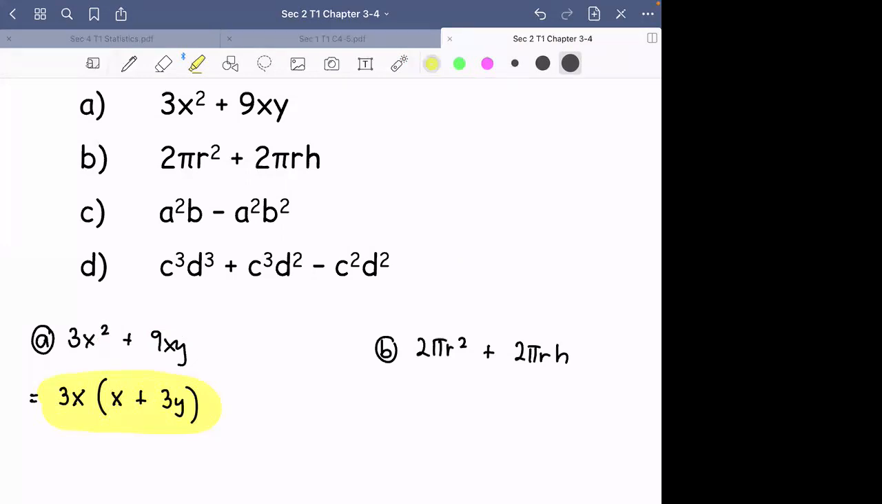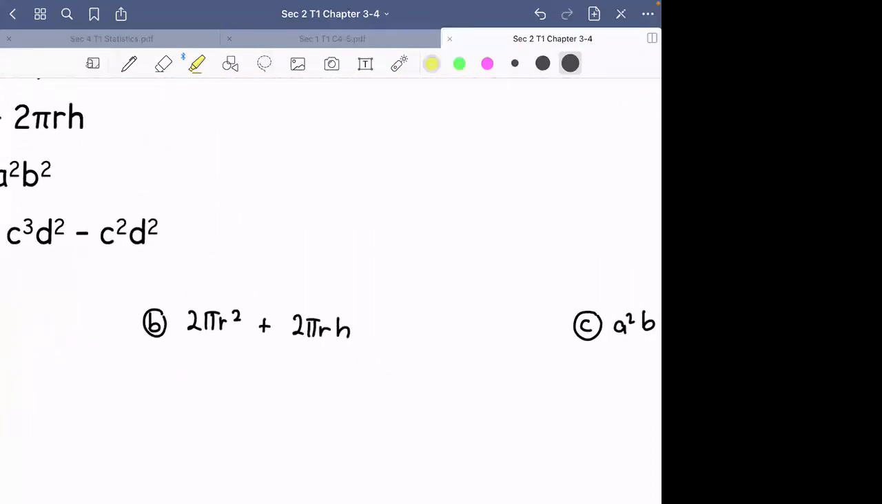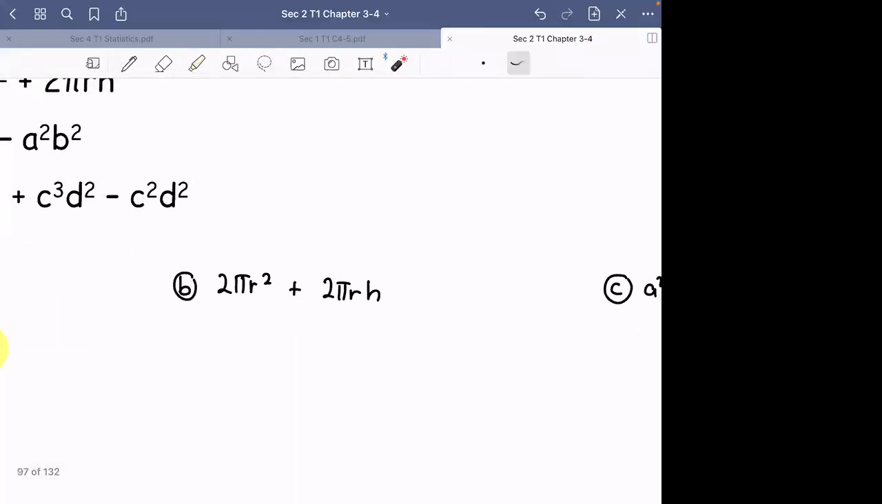Class, again, we are just revising some topics or skills that we need before we go to factorization by grouping. Let's have letter B. For letter B, I have 2 pi r squared plus 2 pi rh. Now, can someone tell me what formula this is for? Finding what?